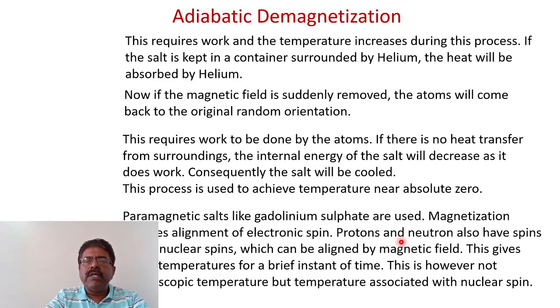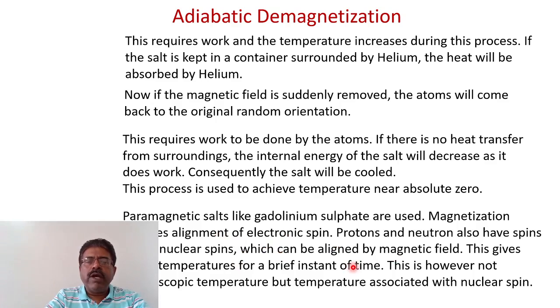So this process is achieved at temperatures very near to absolute zero. Now, what kind of salts are used? Very commonly a paramagnetic salt like gadolinium sulfate is used. In this particular case, magnetization involves alignment of electronic spin.